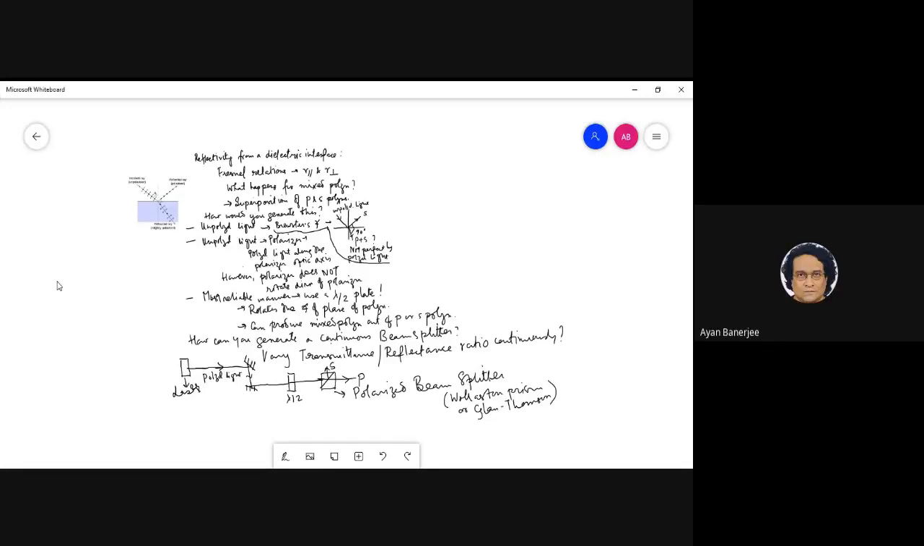I don't want to talk about that, but what I want to talk about now is, if you come in with mixed polarized light and it is incident on a glass plate or something, how do you think the reflectance and transmittance would be calculated? That is very crucial. That is what I wanted to discuss. How do you think you should calculate?